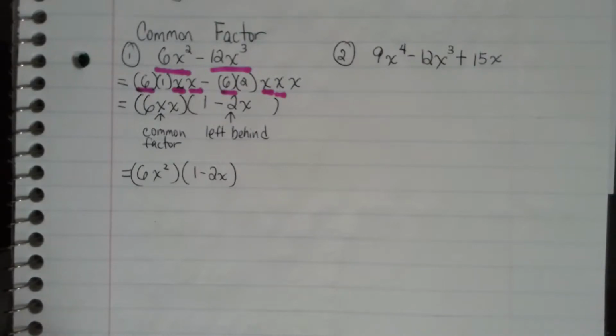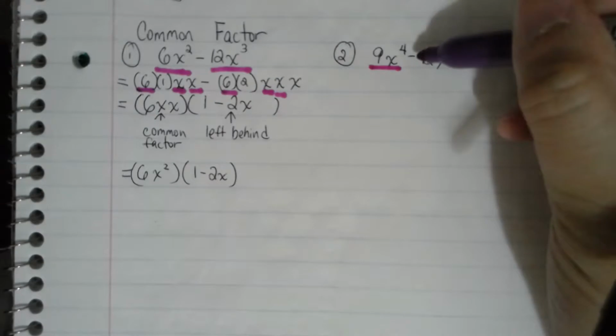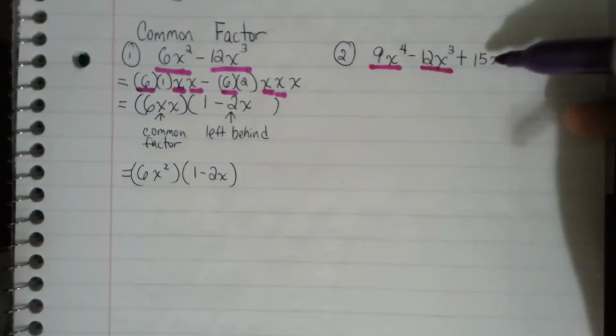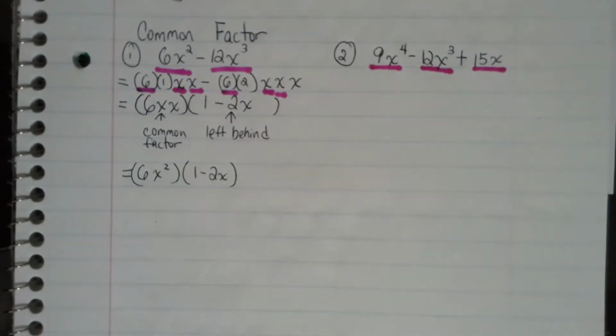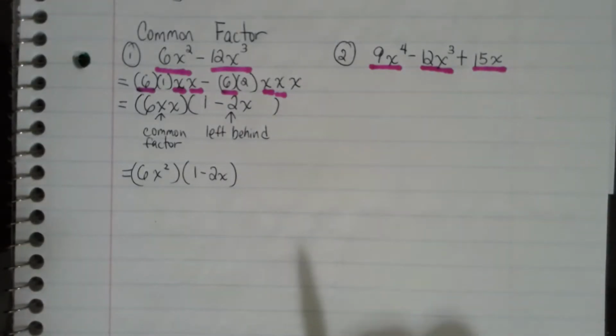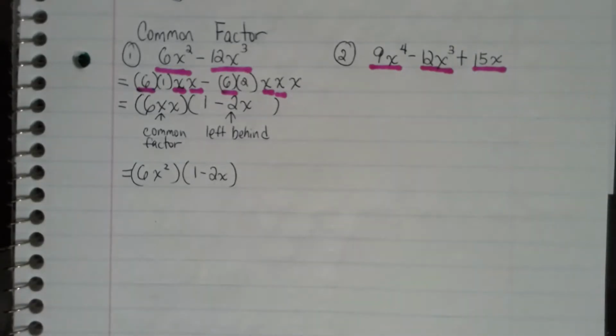In the second example, we have a trinomial. We have 9x to the power 4 separated by a minus sign, a 12x cubed separated by a plus sign, and then a 15x. So we have to look at 3 terms here and see what they have in common. I'm looking at 9, 12, and 15 and see what I can divide each of those numbers by. And I can divide each of them, in this case, by 3.